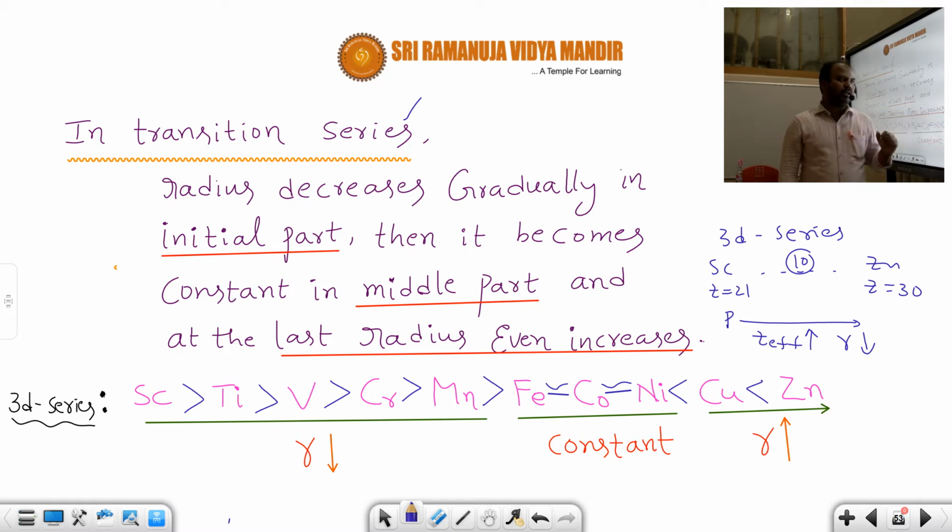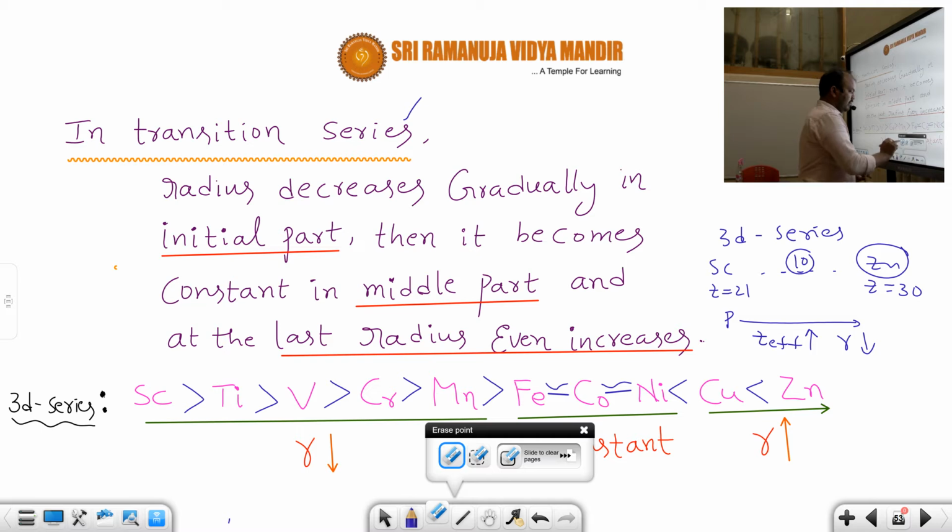From left to right along the period, effective nuclear charge increases and the radius decreases. Which has the least atomic radius? Zinc, we expected. But it is an exceptional case. That means some more reason is involved in this period, the 3d series. What is that reason? I will explain now.